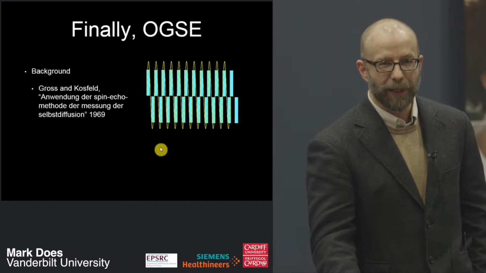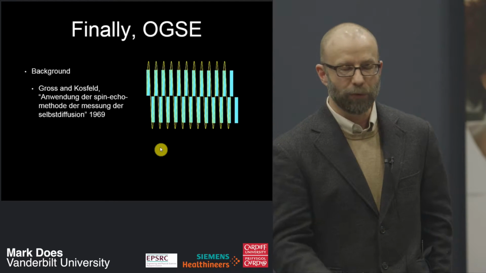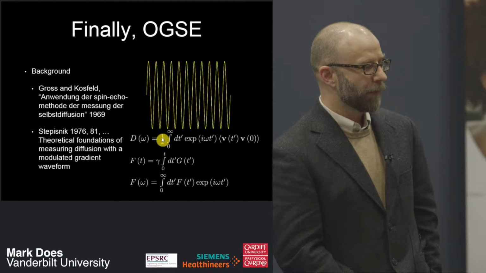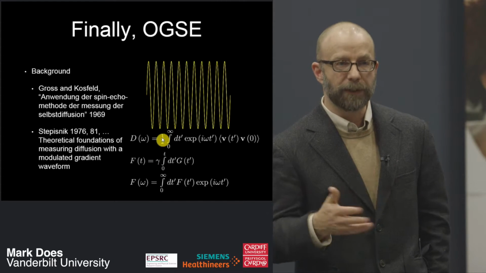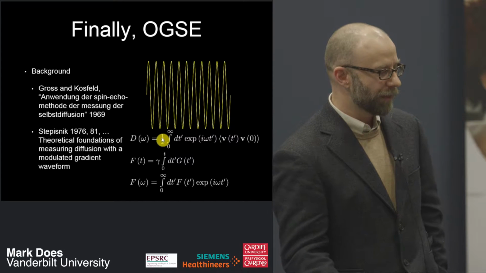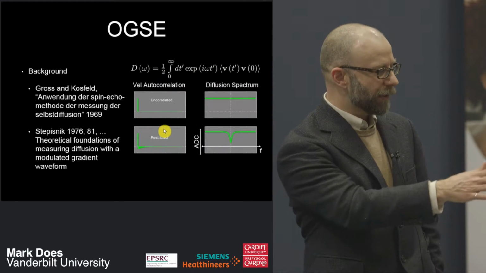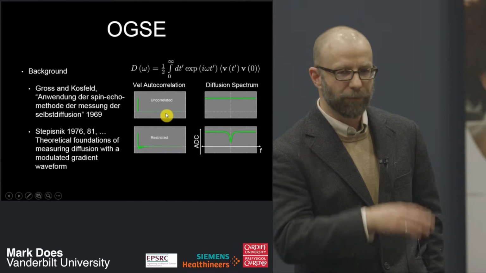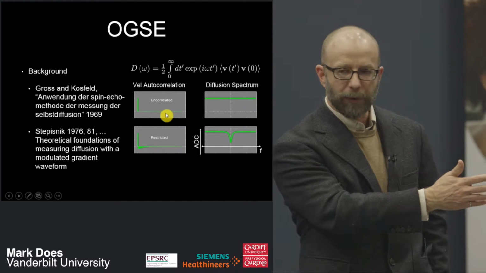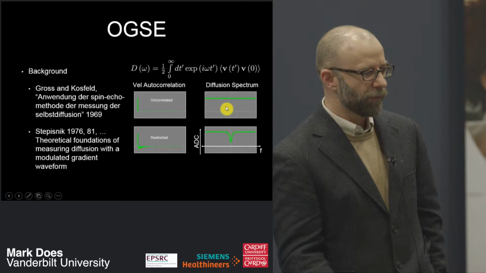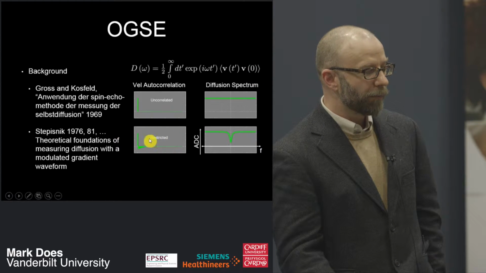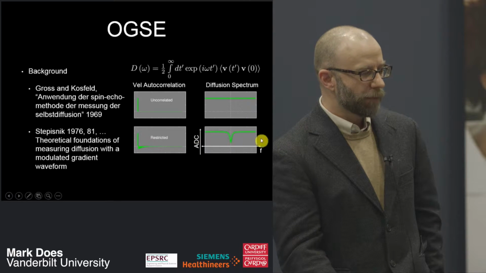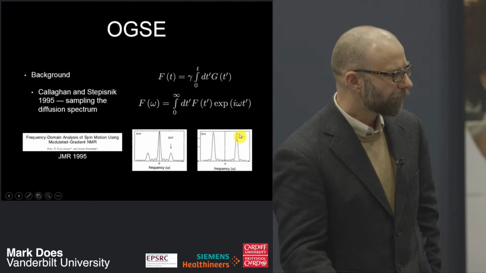So that was their idea, just do a sine wave, and that gets you short diffusion times. But then Stepisnik wrote up a series of papers that really developed the theory on this comprehensively. I won't go through this again because he talked about it yesterday, but real briefly, the idea is that if you have free water, your velocity autocorrelation function is a delta function, and so your diffusion spectrum is flat. But when you have restrictions, you get this change in the diffusion spectrum. So that's what we're trying to characterize.